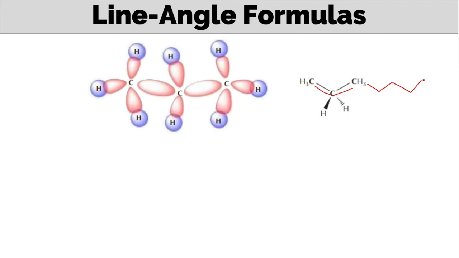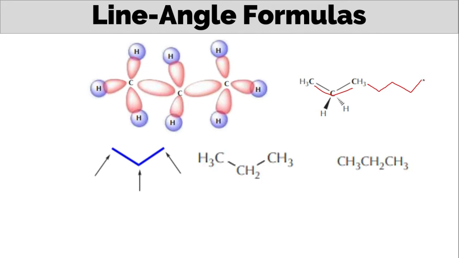So a shorthand notation that uses zigzag lines has been developed. This is called the line angle formula. Okay? The arrows point to the position of the carbon atoms, and this is the equivalent in condensed formula. As you can see in the line angle formula, the symbols for carbon and hydrogen are not included.